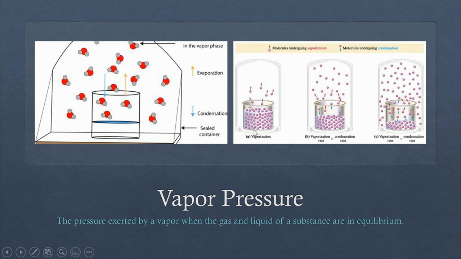So in this diagram, you can see that we have vaporization, where the liquid particles on the surface are evaporating. And then there are some that are condensing as well, but here our vaporization rate is larger than the condensation rate. So more of these particles are becoming vapor than are condensing. And then at our vapor pressure, we have an equal rate of vaporization and condensation. So a measure of the pressure of these gaseous molecules would be the vapor pressure.